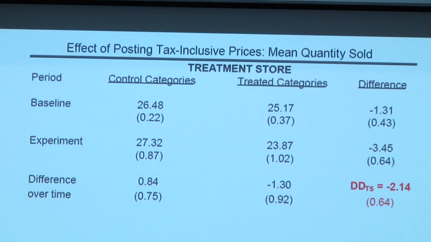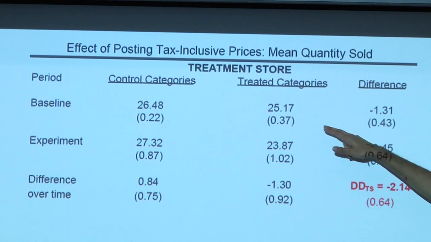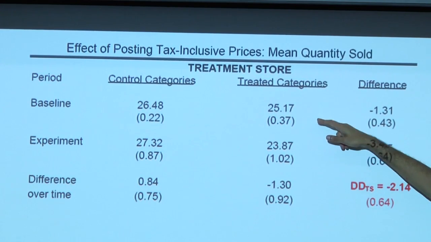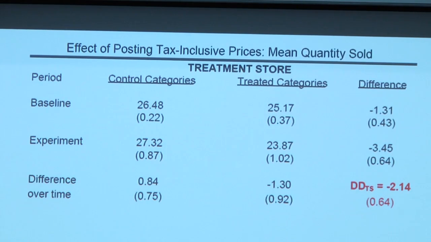Okay, so the way we're setting up this table is the first row is prior to the experiment, the baseline period. This row is during the 3-week intervention. This column is for the control categories, which we did not tag, and then the treated categories for which we did change the tags. So let's start with the treated categories. What do you see? That when you put on these tags, you have an estimated reduction of 1.3 units in the quantity sold during the experimental period relative to the baseline.